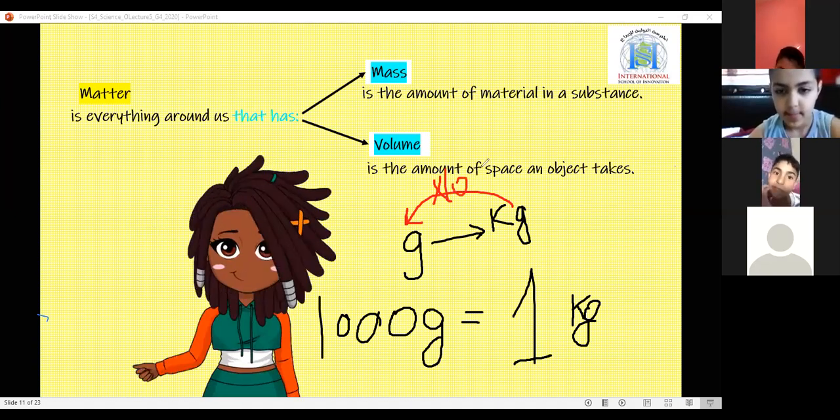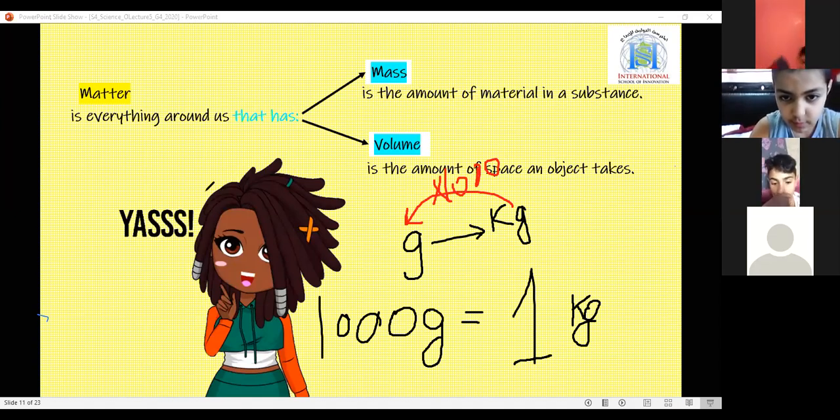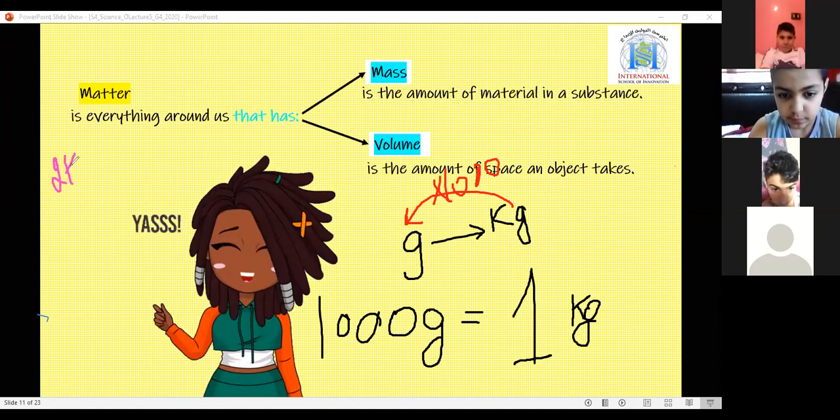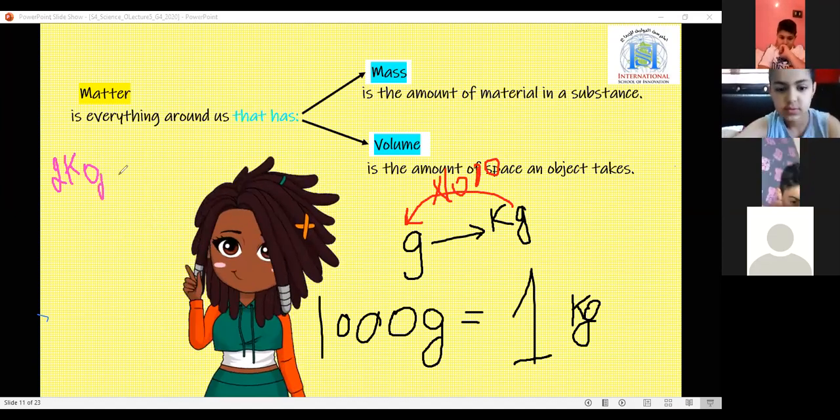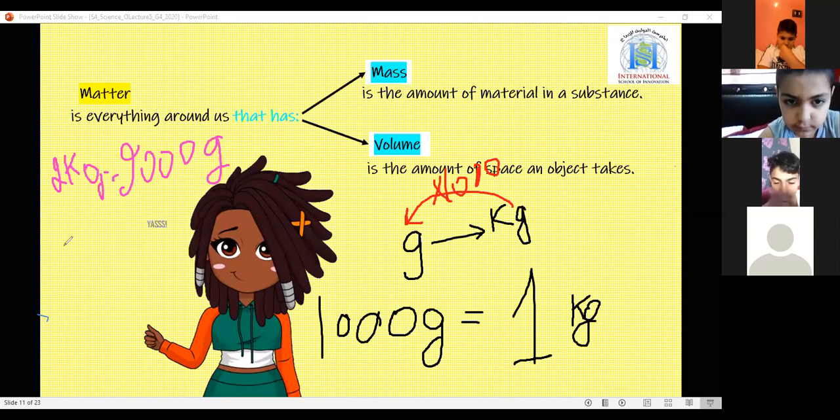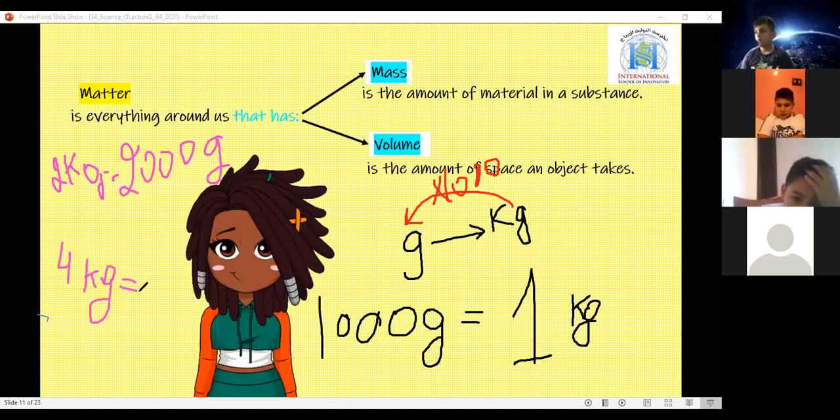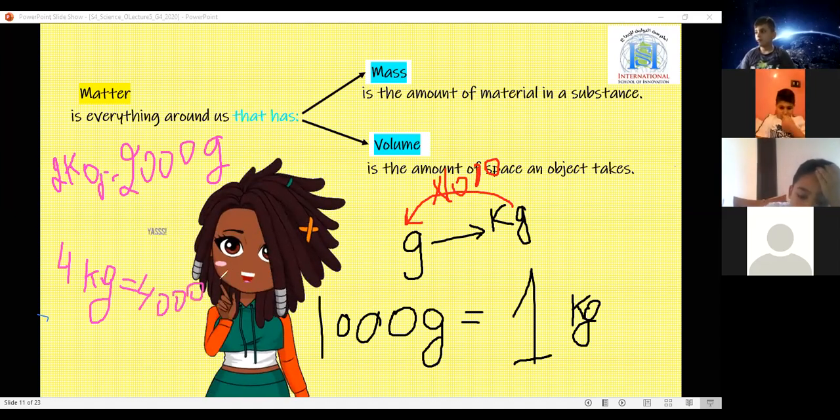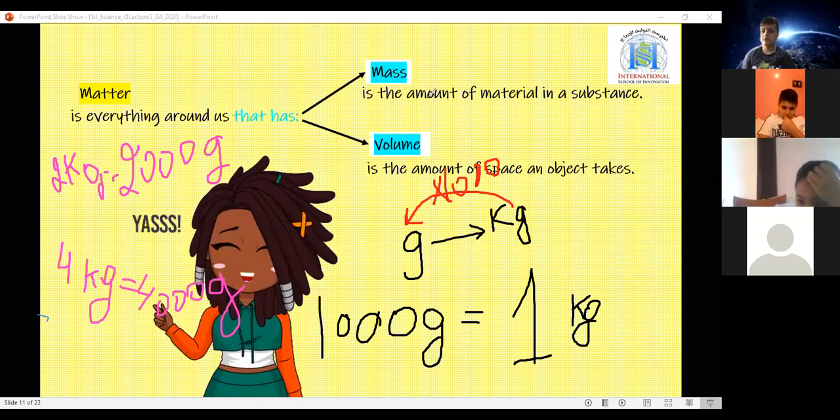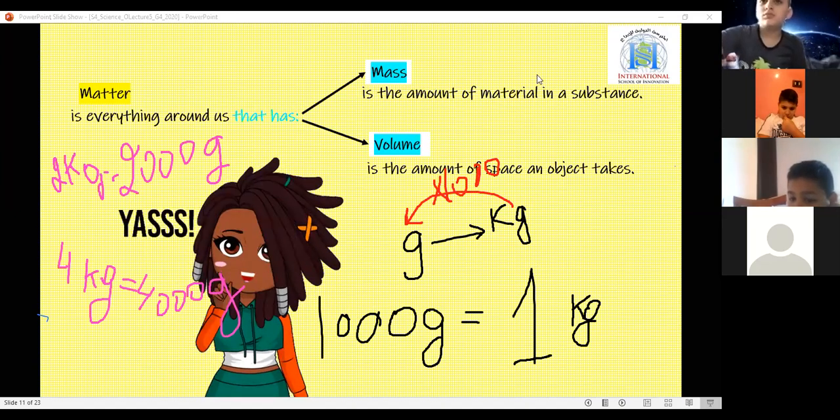1,000. Perfect. Hi, Miss Kerry. Hi, Hadi. So let's see. Four thousand grams. Perfect. So each time you want to change from kilograms to grams, you have to multiply by 1,000, okay? Any questions about this? No.